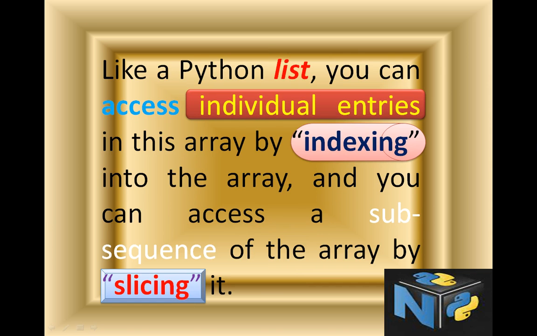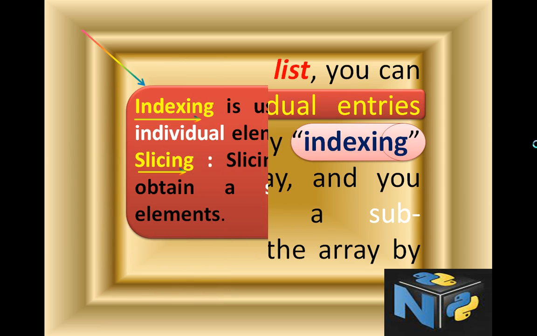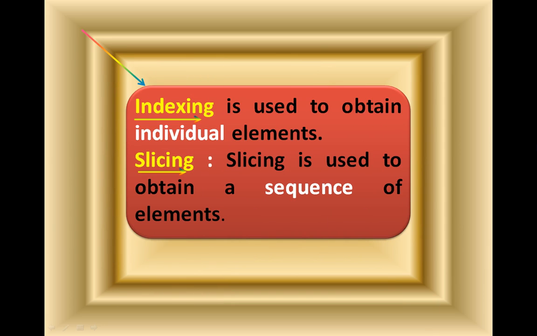Like a Python list, you can access individual entries in this array by indexing into the array, and you can access a subsequence of the array by slicing it. Indexing is used to obtain individual elements and slicing is used to obtain a sequence of elements. I think you all know this concept.